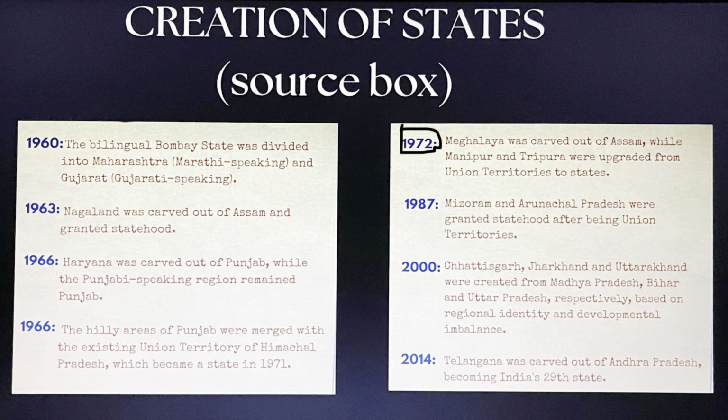And in the same year, Manipur and Tripura, which existed as union territories before, also became states with Meghalaya. Then in 1987, two more states of the Northeast, Mizoram and Arunachal Pradesh, also became states after being union territories for a while. They can ask you which northeastern states were union territories before, and you can answer that Manipur, Tripura, Mizoram and Arunachal Pradesh were union territories before, and then they were converted into states.